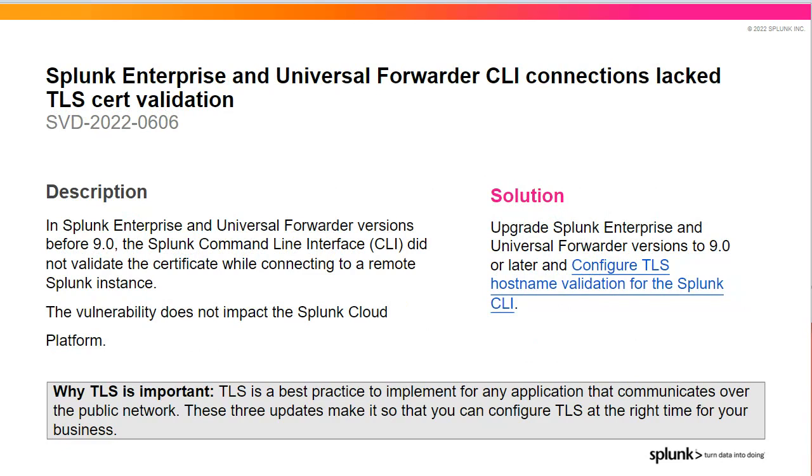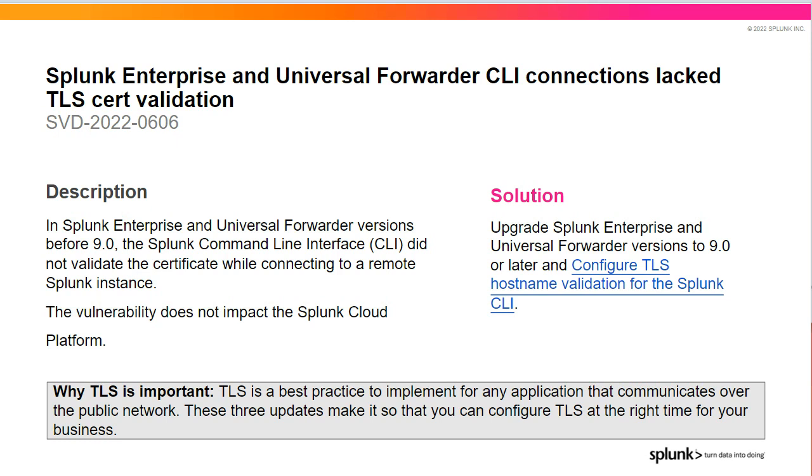The last advisory in the TLS series concerns outbound connections made from the CLI of a Splunk Enterprise node or a universal forwarder to a remote Splunk instance. For example, if you use the CLI to connect to a remote search head to execute a search, basically executing splunk search XYZ -uri with the host of the remote search head, the CLI of the client will not validate the TLS cert of the remote search head.